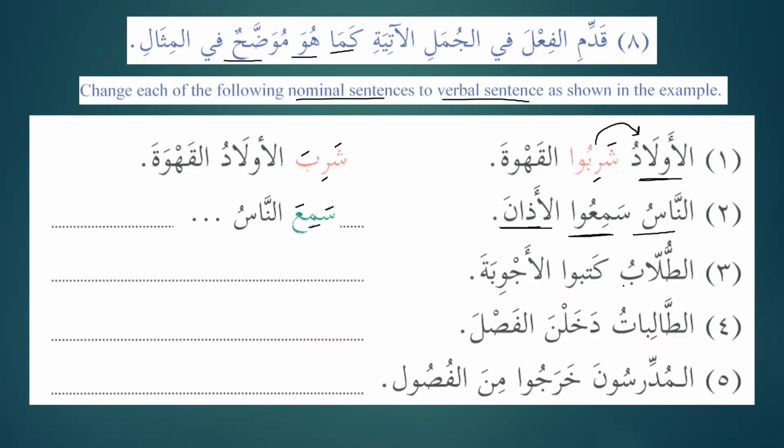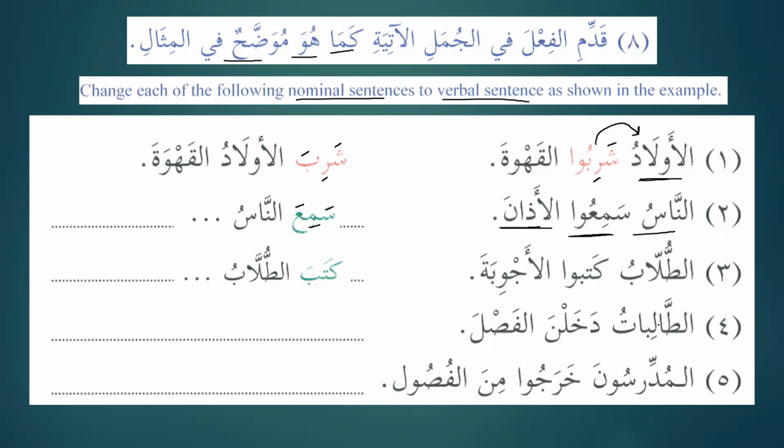Next is at-tullabu katabul ajwibata. The students wrote the answers. Now you want to say the students wrote the answers in a verbal sentence. So we will say katabat tullabu al-ajwibata. Excellent. The students wrote the answers.